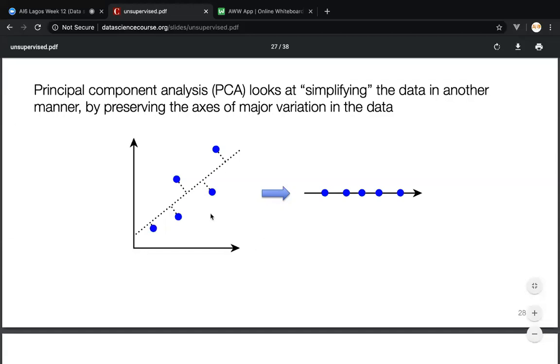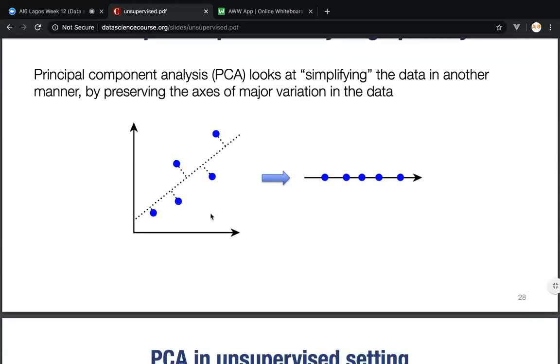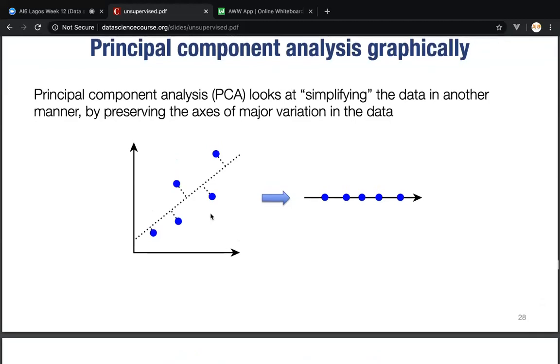Now, apart from the fact that it's used for visualization, you can also use it for compression. Let's say you want to compress large data. You can just pick features that are close to a particular plane. Let's say you have 10D data, meaning you have 10 features, and you want to reduce it to 5. It picks values that are close to your principal components.